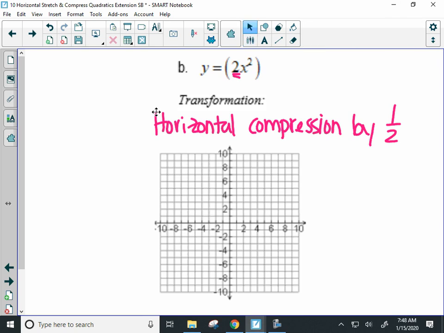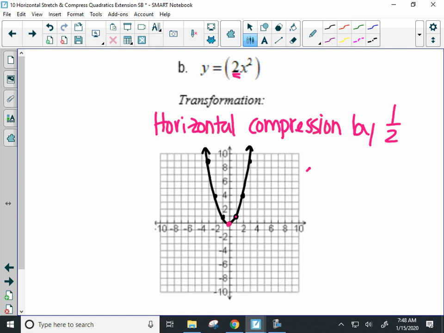Again, for this problem, I'm going to graph the parent function so that we have a reference for where to go. You don't have to do this every time once you get the hang of it, but for now, I want to graph it so we can really understand what's happening. Okay, our horizontal compression, 0, 0 is going to stay the same. Again, I'm multiplying the x value, not the y value.